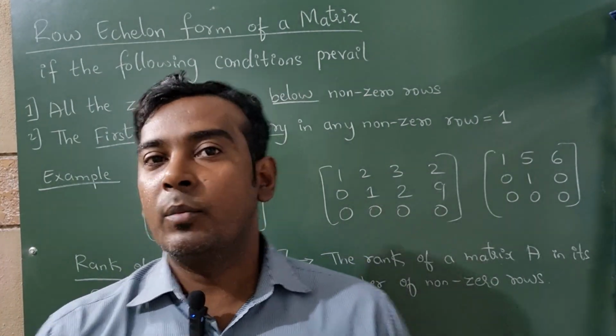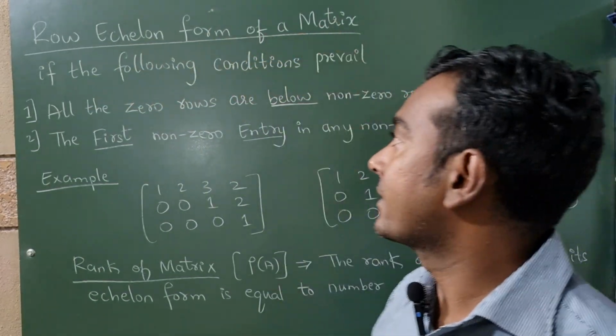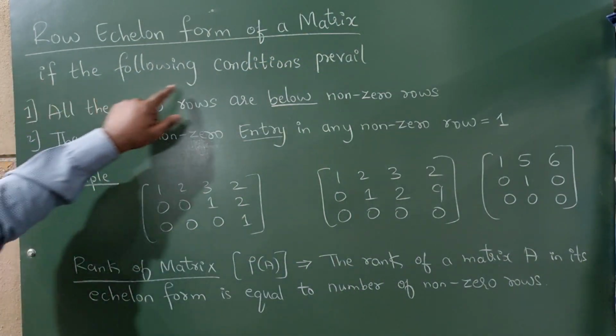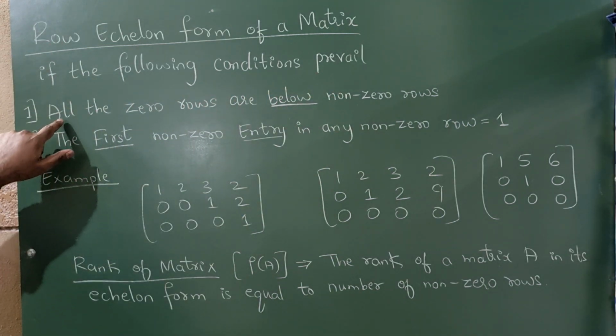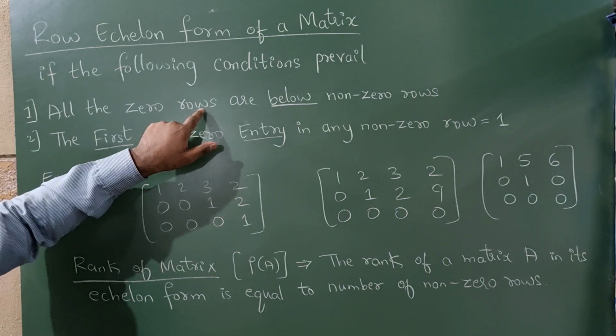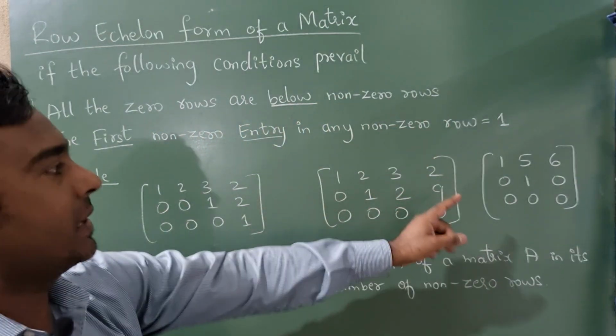Hello everyone, today I am going to explain row echelon form of a matrix. If the following conditions prevail, it has to satisfy two conditions. That is, all the zero rows are below non-zero rows. There are three examples here.